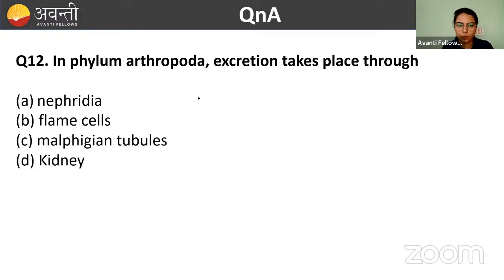In phylum Arthropoda, excretion takes place through nephridia, flame cells, Malpighian tubules, kidney. Very good, Dahod. What can I say, Dahod is rocking today. Okay. So what about others?